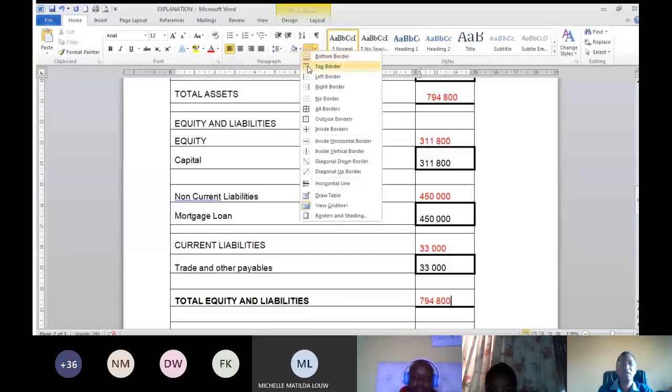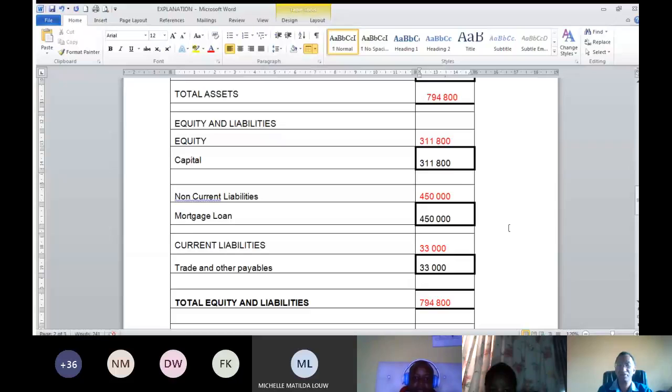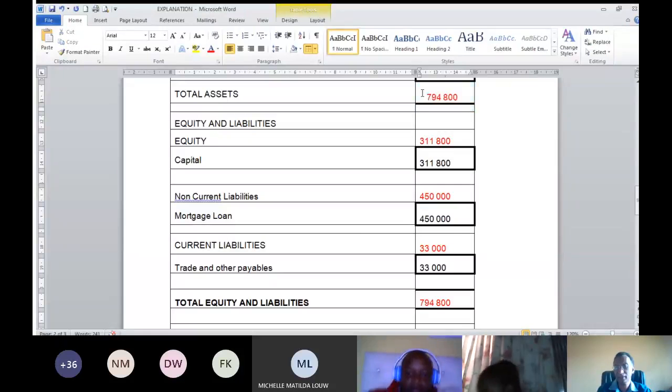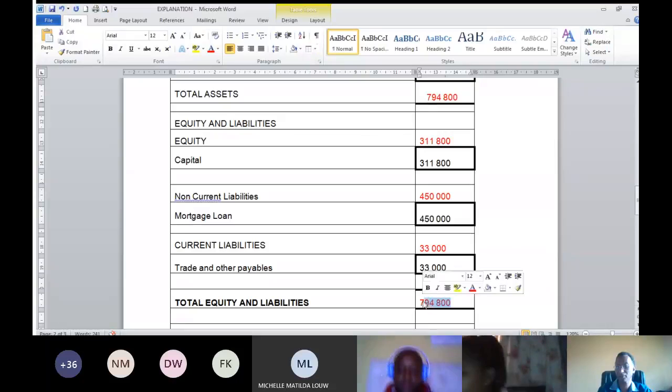And you can see that the bottom section of 794,800 is then equal to your assets here of 794,800. And in this statement, you have now proven that assets is equal to equity and liabilities. Okay, guys?